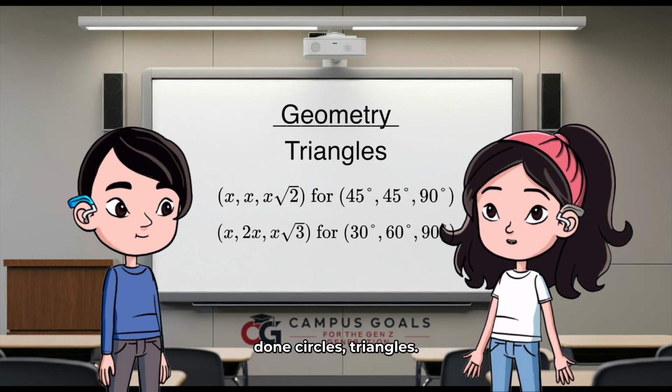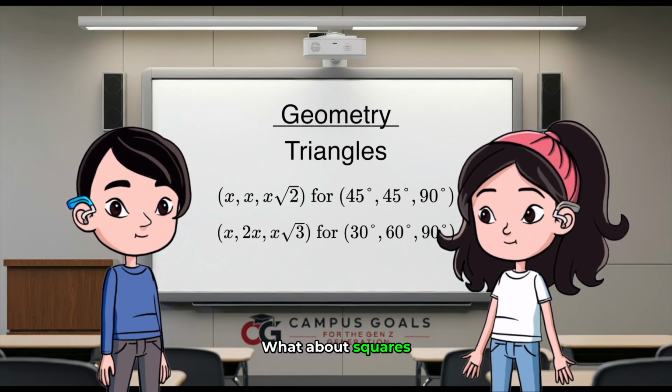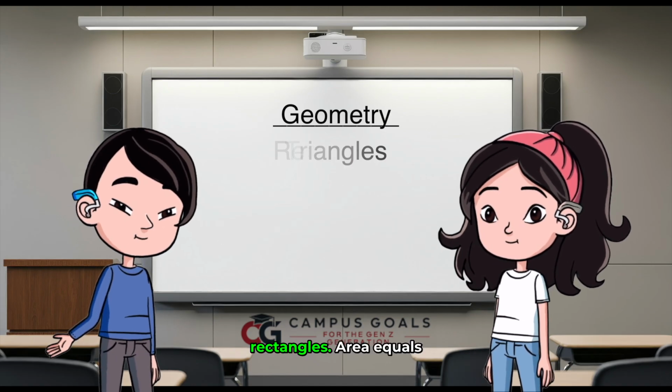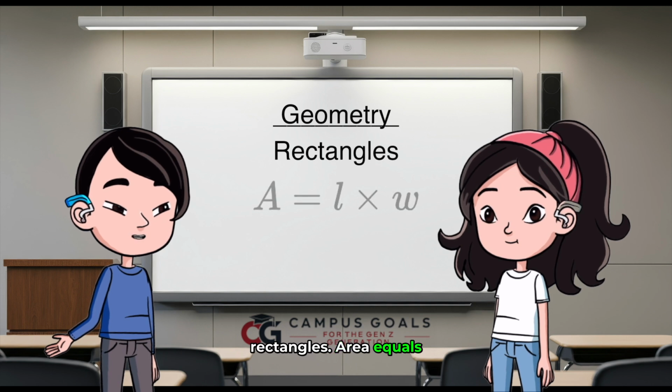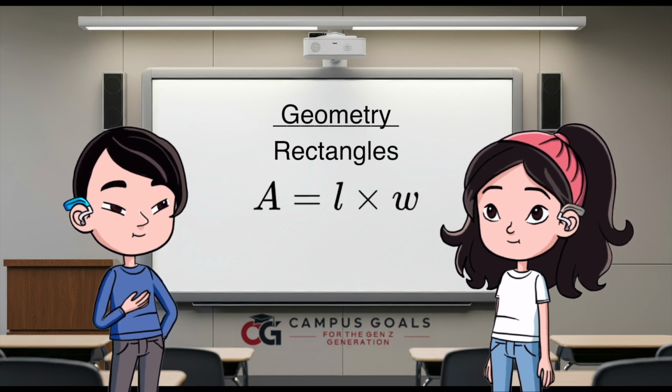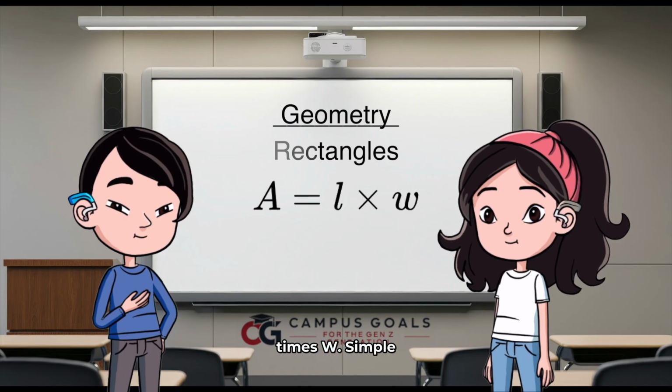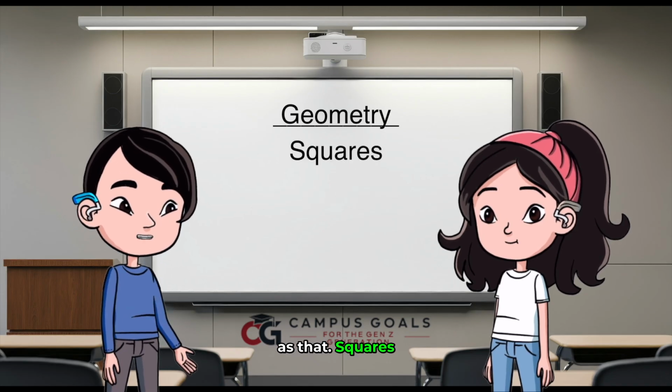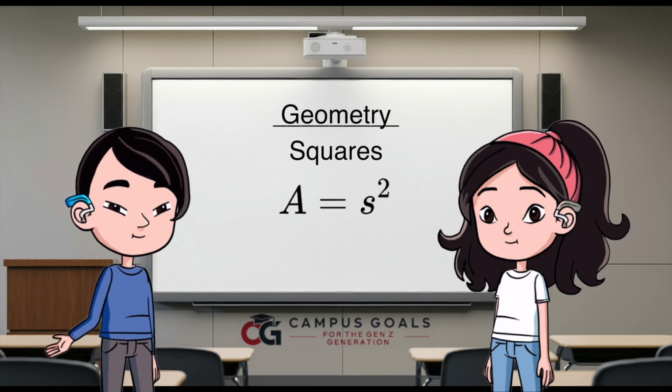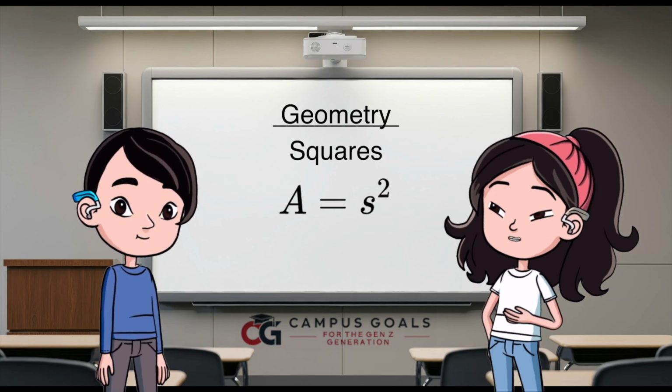So, we've done circles, triangles. What about squares and rectangles? Rectangles. Area equals length times width. A equals l times w. Simple as that. Squares are just rectangles with all sides equal, so area is side squared. Easy peasy. Piece of cake.